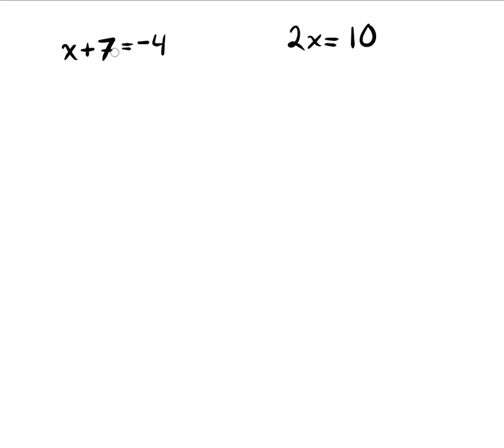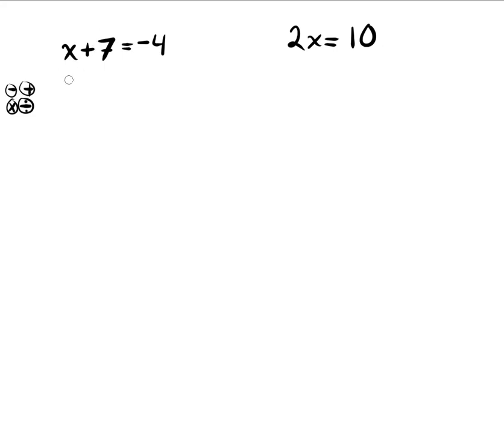So since 7 is being added, I actually want to do the inverse of it, right? And in case you don't remember the inverse operations, you have 4 basic operations. You have subtraction, addition, multiplication, and division. And basically, subtraction is the opposite of addition, and multiplication is the opposite of division. So that if you wanted to undo what one of these did, you could do the other one.